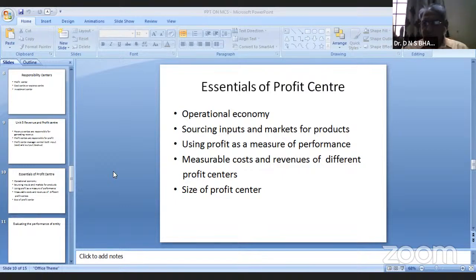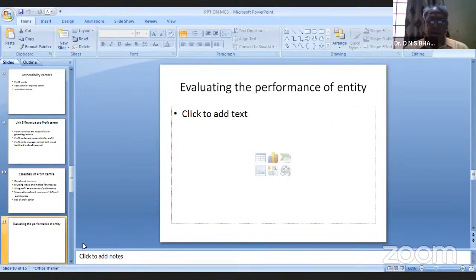Profit center లో ఒక డివిజన్ ని మాత్రమే మనం చూస్తాము. బిజినెస్ యూనిట్ లో ఎంటైర్ బిజినెస్ ఆర్గనైజేషన్ మనం చెక్ చేస్తుంటాం. So these are the other important elements you are required to understand. Then evaluating the performance of the entity. So how can you evaluate the performance of the entity? That is also another important factor.